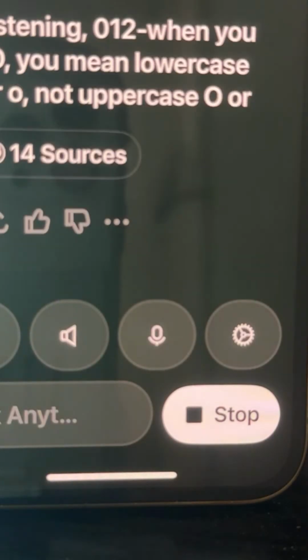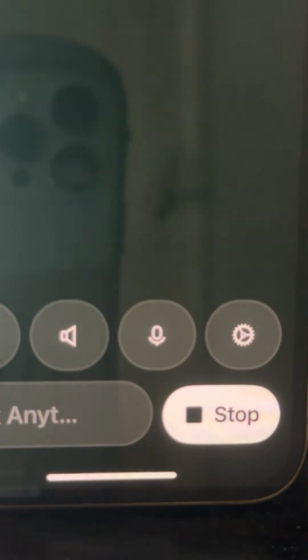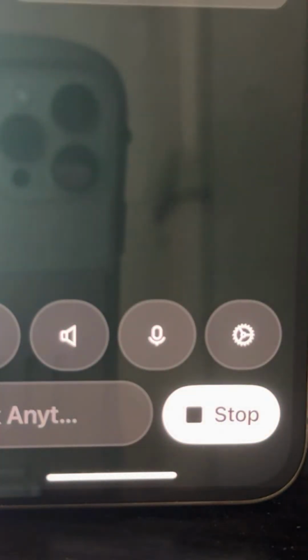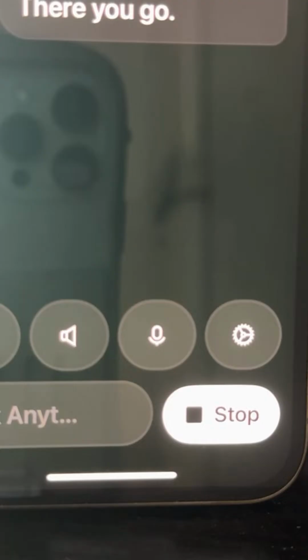That is correct. Lowercase o. So you should be able to output a lowercase o when I'm talking. There you go. You just fixed it. Good.